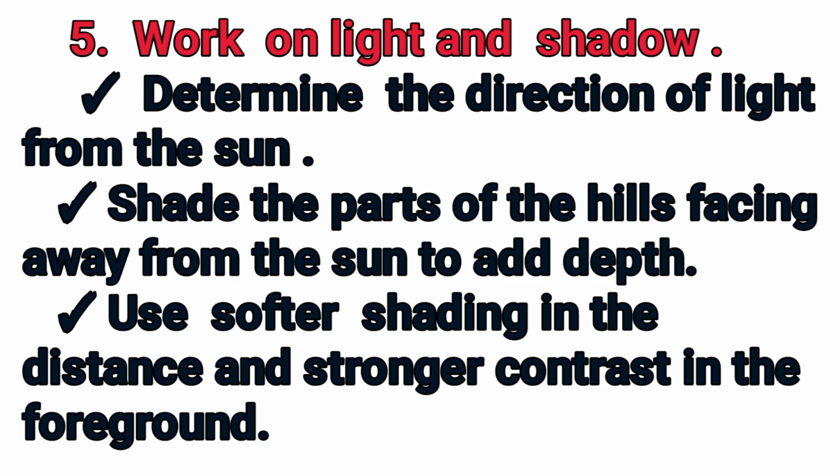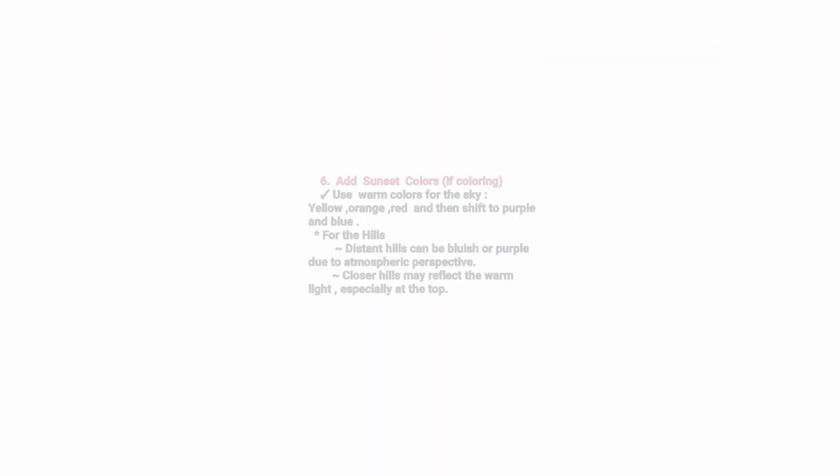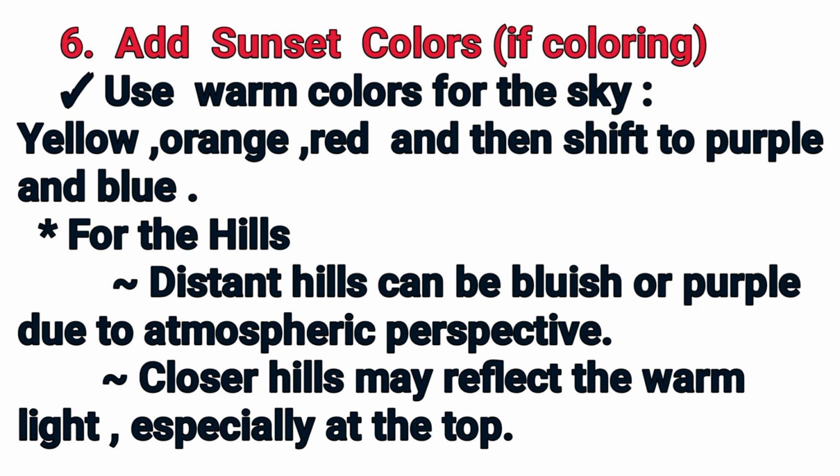Then we have step 6. We are being guided that we add sunset colors if we are coloring, which we'll be doing. So you add sunset colors, and here we are being guided to do what? To use warm colors for the sky. So take note of this. Examples of warm colors, we have yellow, orange, red, and then shift to purple and blue.